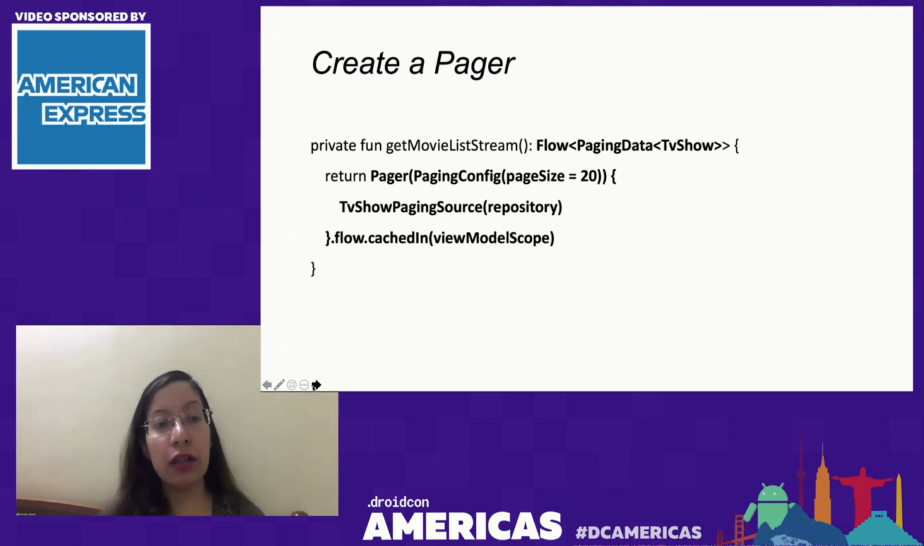Apart from that, here I have used the cachedIn operator. The reason I've used cachedIn is because I want to preserve the data stream through orientation changes. One thing to keep in mind is that cachedIn should be called after all your transformations. Like you have transformations on your LiveData or on your Rx, similarly they can be applied to the stream of paging data as well, and I'll talk about it later. But one thing I wanted to tell here is that cachedIn can be used to cache the data stream, and it should be used after you apply all the transformations.